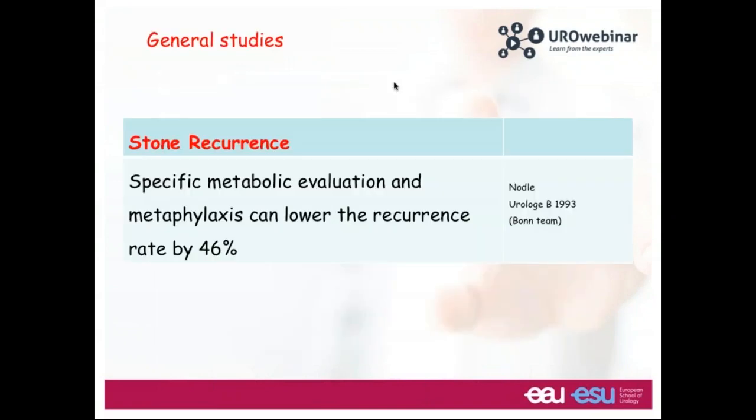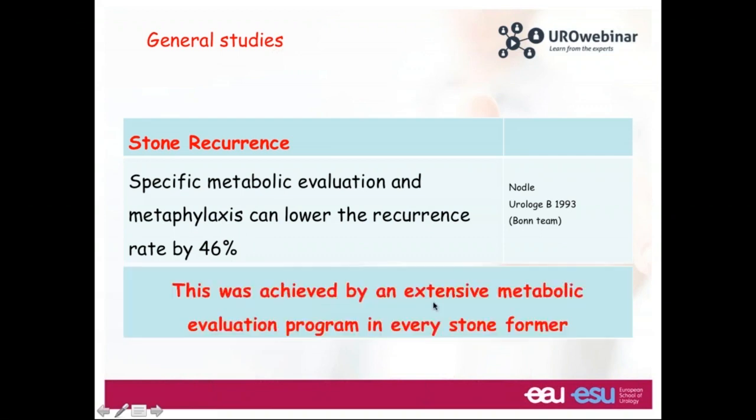What we know is that if you follow up the patients for a long time, then you may reduce the recurrence rate. That was shown very early by the Bonn team in Germany: you can reduce the recurrence rate by 46%. That was achieved by an extensive metabolic evaluation in every stone patient. Whether it is needed to do an extensive metabolic evaluation in all of our patients, we will explain in the next slides.